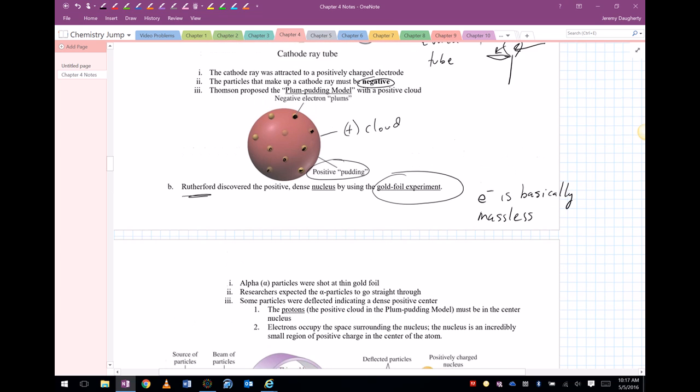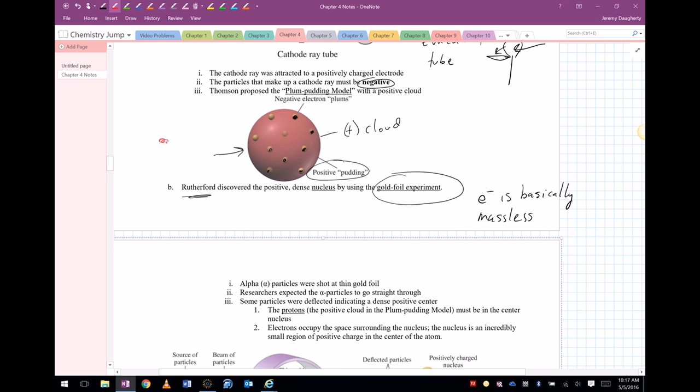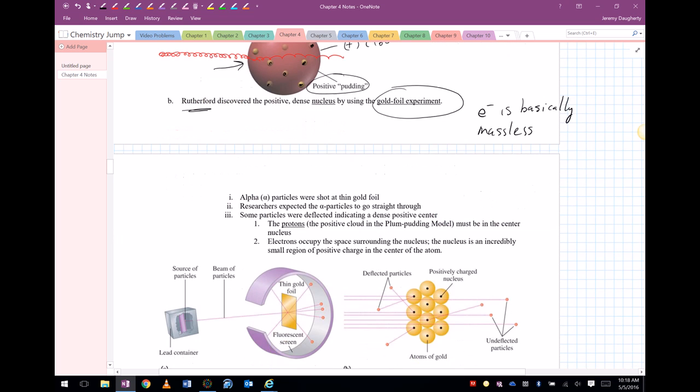So if that's true, and if Thompson's plum pudding model is true, then what should happen is if they shoot a pretty big particle at this atom, then the pretty big particle should go straight through. Why? Because Thompson said the atom was mainly a positive cloud that had these relatively massless electrons in them. So imagine throwing a bowling ball at matches. Those matches aren't necessarily going to make the bowling ball move if the matches are just hanging up. The bowling ball is just going to plow right through them. And so that's what Rutherford set up.